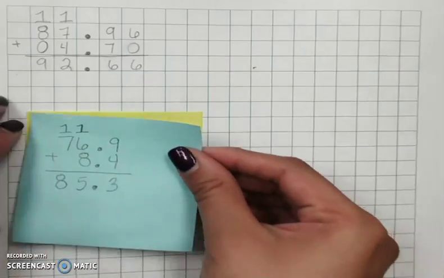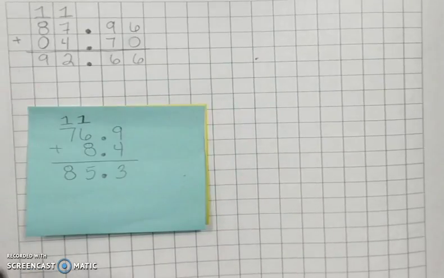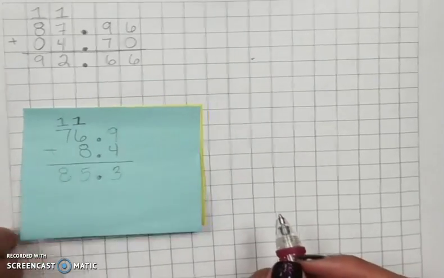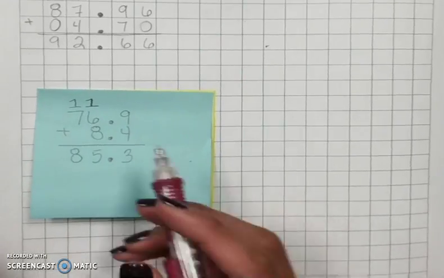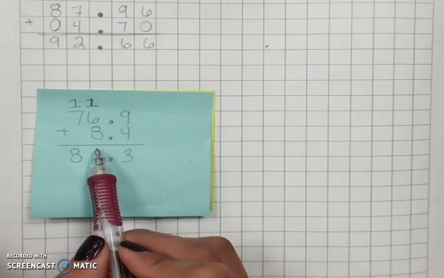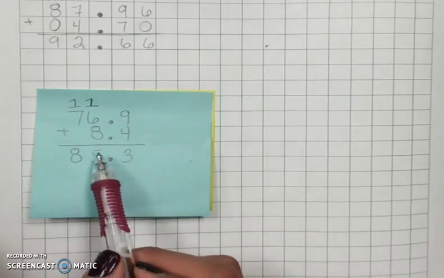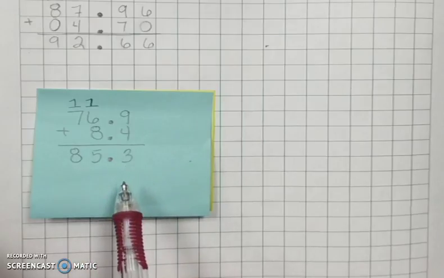Hi, welcome back. Here is the answer. And I want you to check your work to see if you did it correctly. When you add 96 and 9/10 plus 8 and 4/10, you're going to get the answer of 85 and 3/10.